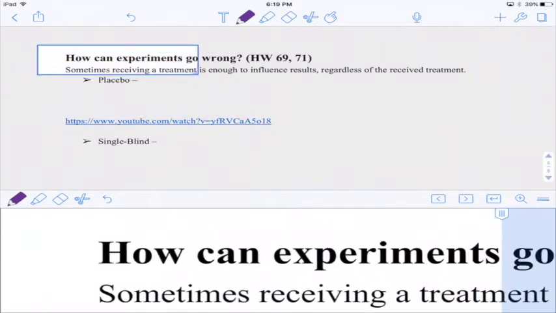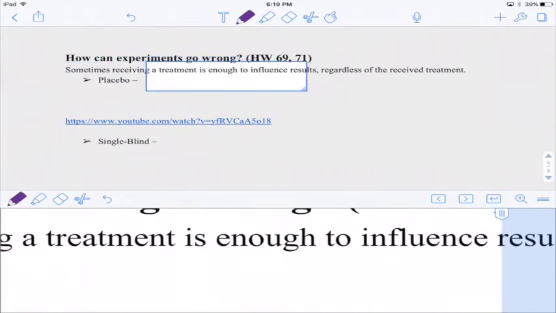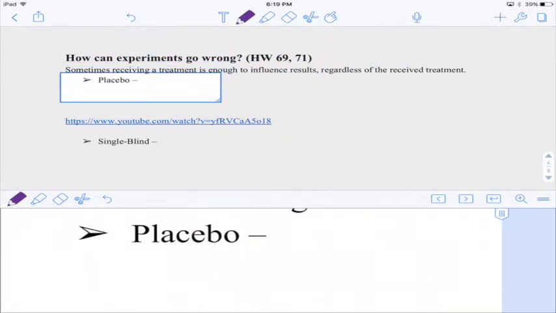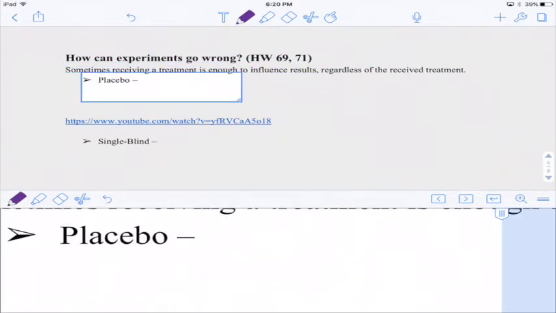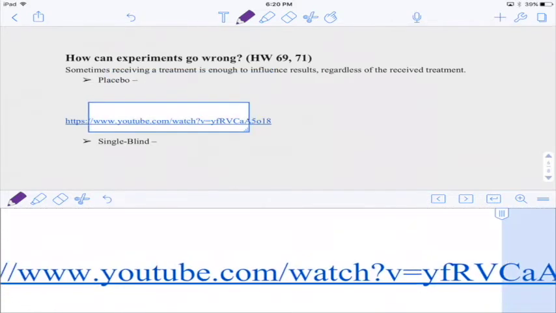How can experiments go wrong? Well, sometimes having a treatment is enough to influence results regardless of the treatment. So we talked about placebos, but we haven't talked about this placebo effect. Sometimes people believe that the placebo's actually working. It's not supposed to, but it actually does. So I have this really awesome video that I'm going to show you right now. That's why this video is going to be really long, to kind of explain that.